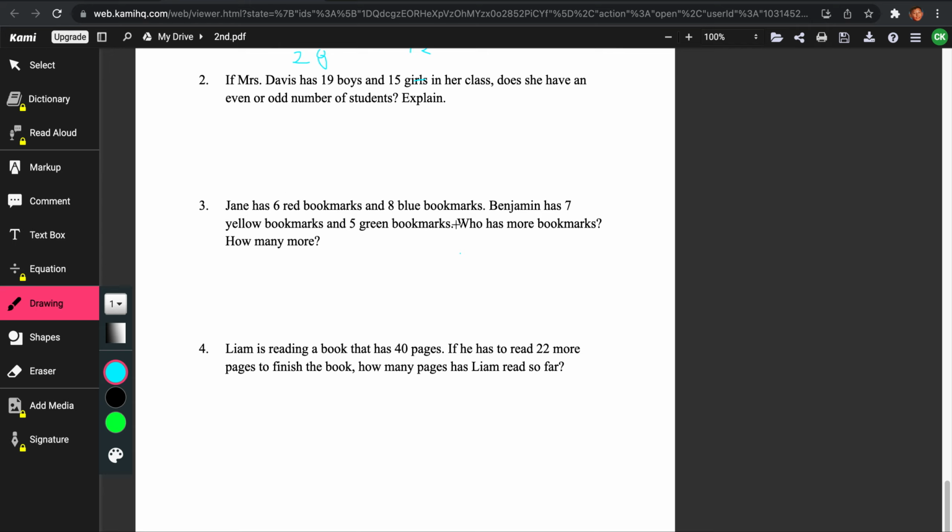So what we're gonna first have to do is add all of Jane's and all of Benjamin's. So we're gonna do 6 plus 8 for Jane. 6 plus 8, that's 14. And then 7 plus 5 for Benjamin, and that's 12. Okay, so looking at this, 14 is bigger than 12, so we know that Jane has the most bookmarks, but we need to figure out how many more she has.